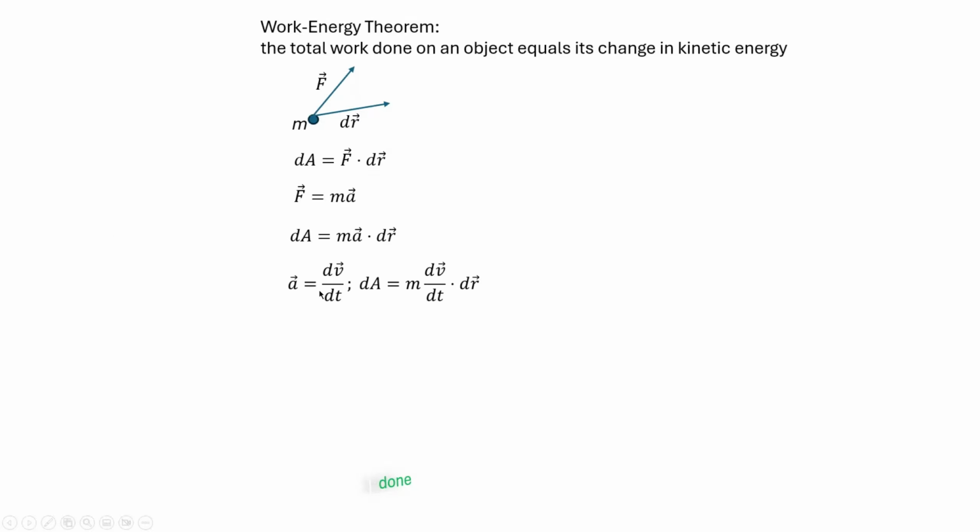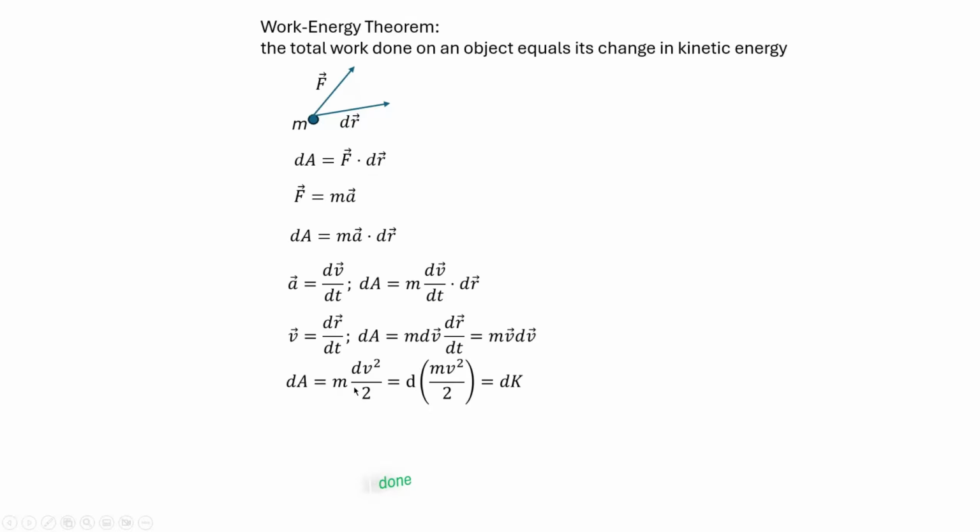But since the acceleration vector equals dv over dt, we have dA equals m dv over dt dot dr. But v, the velocity vector, equals dr over dt, so plugging dr over dt in as v into this formula, we have dA equals m dv dr over dt, which equals m v dot dv.